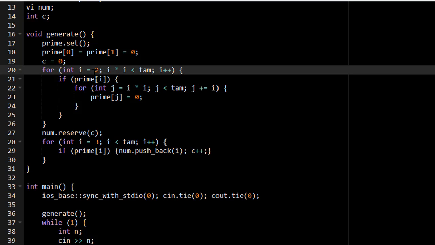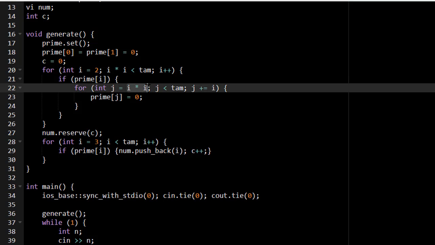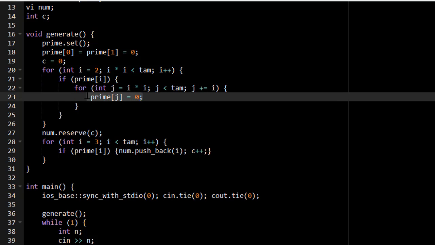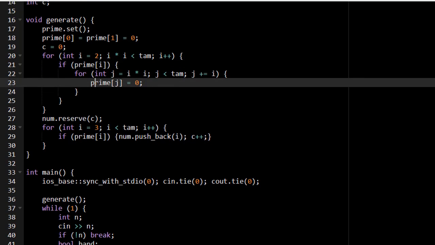But did you hear that? I consider 2 times 3. So when i is equal to 3, I don't have to consider it again because it would be redundant, since I have already considered it. So I don't have to start from i times 2. I have to start from i times i because all the previous numbers are already marked as not primes. So with that in mind, we just mark all those multiples as not prime.